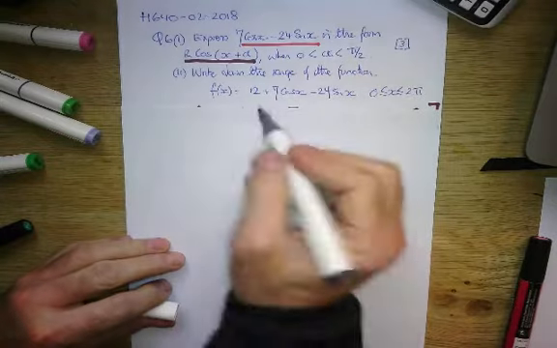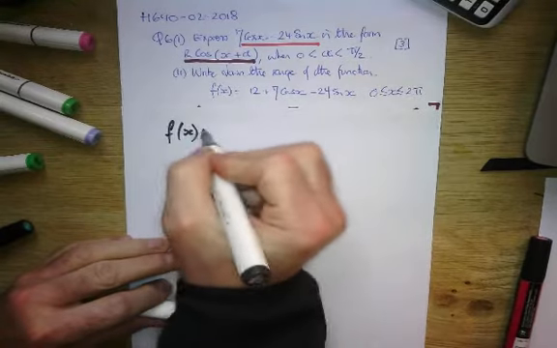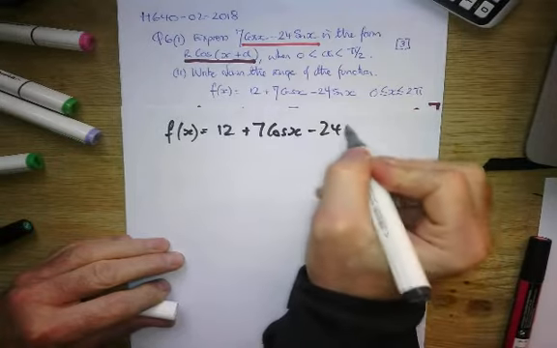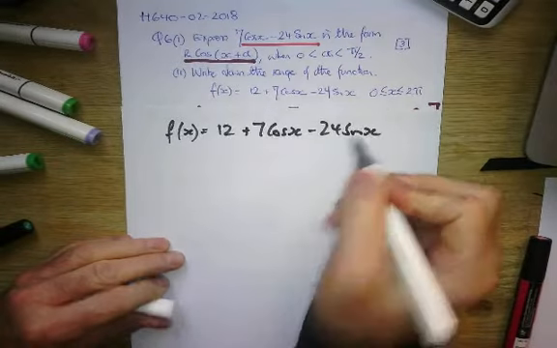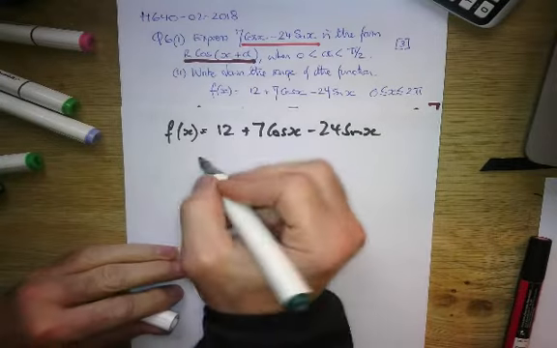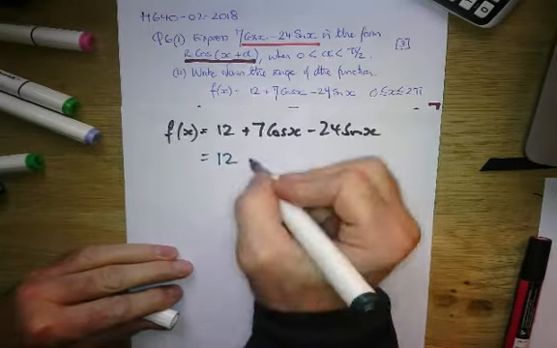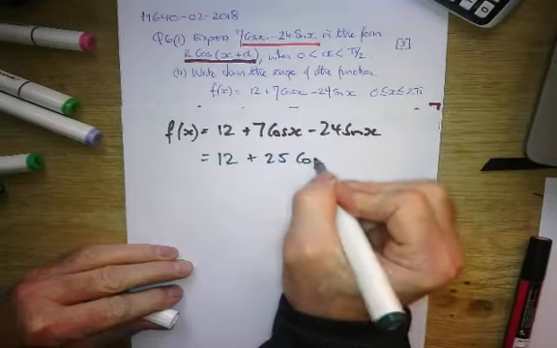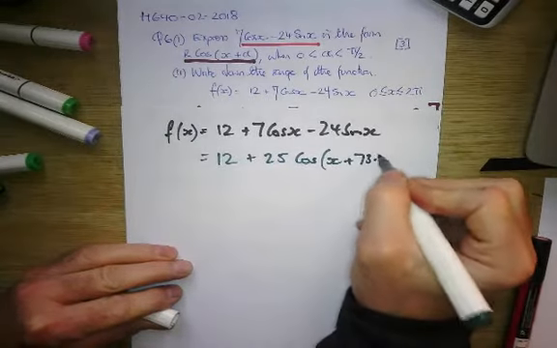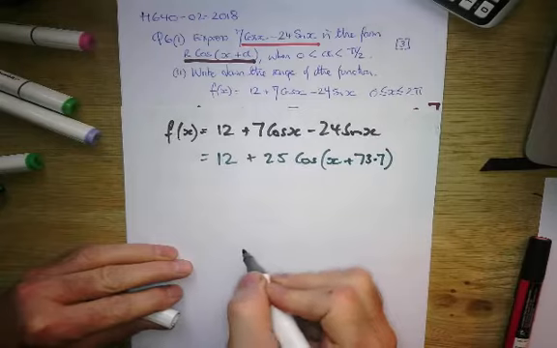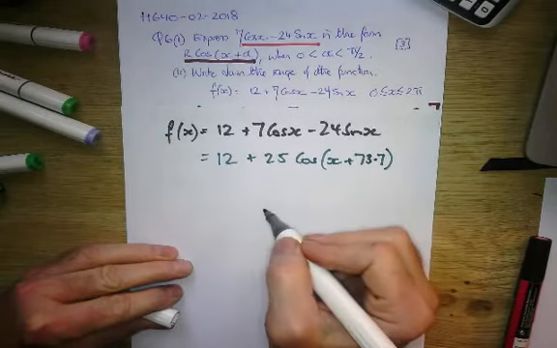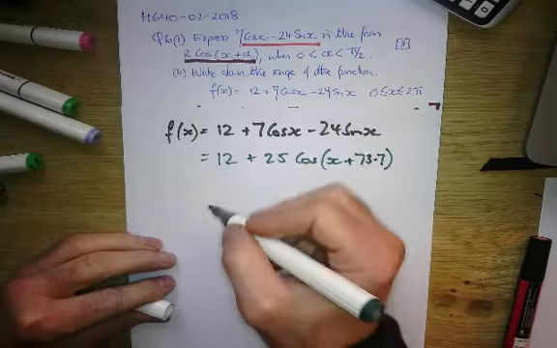Well, let's bring back this equation here: f of x equals 12 plus 7... Now, recognize that we've just worked out what that is. We've just worked it out as being 25. So let's put that in. I've worked it out as being plus 25 cos x plus 73.7. And that's important because the second part must relate to the first part.